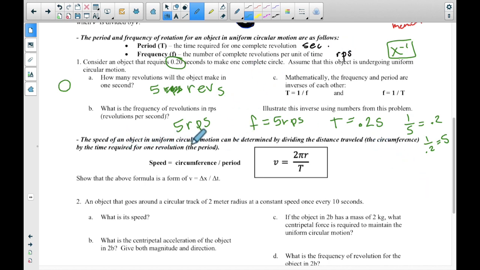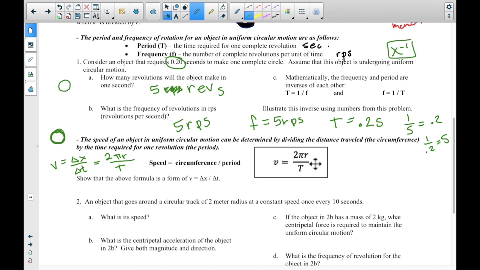The speed of an object in circular motion can be determined by dividing the distance traveled, that's the circumference, by the time required for one revolution, the period. We know, for instance, that velocity is change in x over change in time. If we're talking about going in a circle, then our distance is our circumference, and the formula for circumference is 2 pi r. And change in time, when we're talking about circles, is the period. Our time is our period. And so velocity is 2 pi r over T.